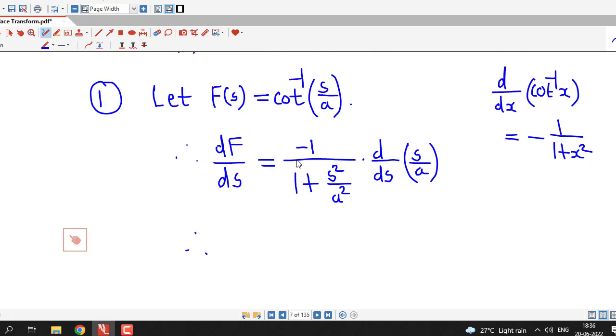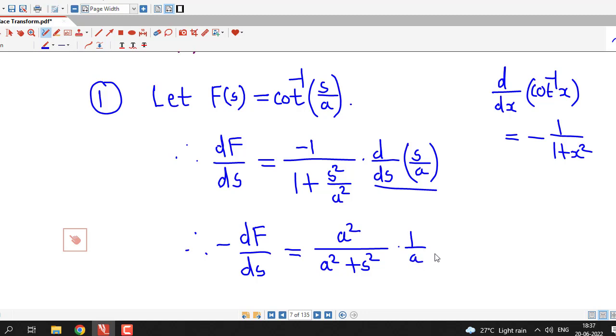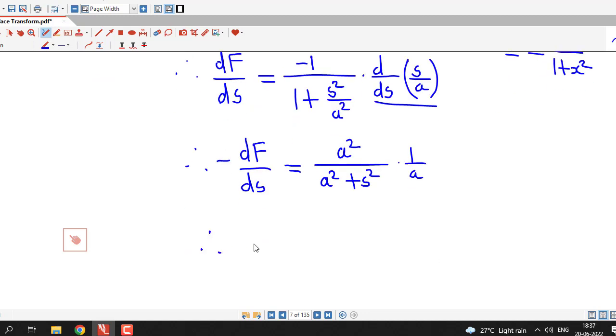Now I take negative sign on this side, so therefore minus dF by ds, this is equal to, this we can rewrite as a square plus s square divided by a square, that a square will go in the numerator, and derivative of s by a is 1 by a with respect to s. Therefore negative of dF by ds equal to, here 1 by a will cancel out and we are left with a divided by s square plus a square.